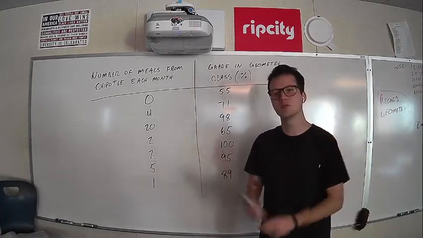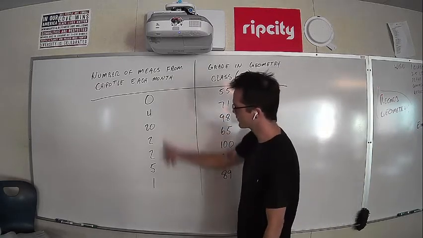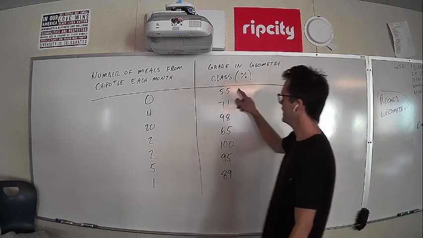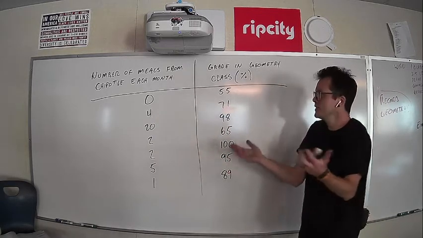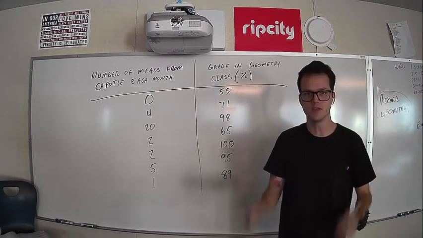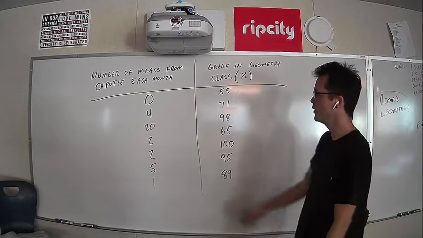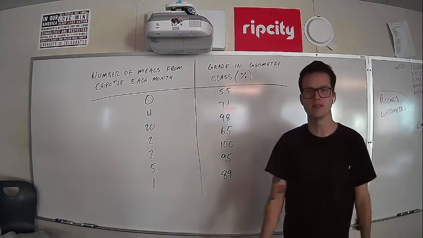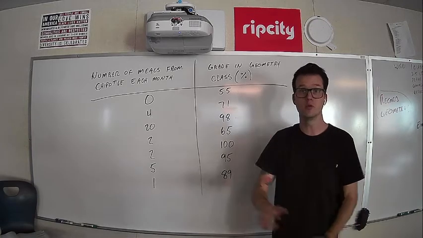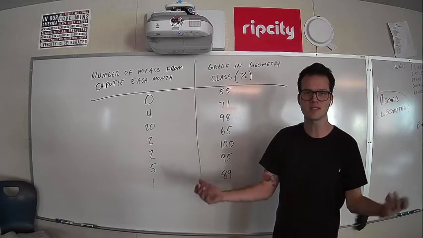And we can see that pretty quickly just by looking at the data. For example, there's only one person here that doesn't eat Chipotle. They are currently failing the class. Is that an indicator? Can I definitely say that if you don't eat Chipotle, you're going to fail geometry? No, that's a silly statement, of course. In the same way, this person eats 20 times a month, and they almost have 100% in the class. Does that mean that you should go to Chipotle 20 times a month so you can get the A in geometry? No, that's silly, right?